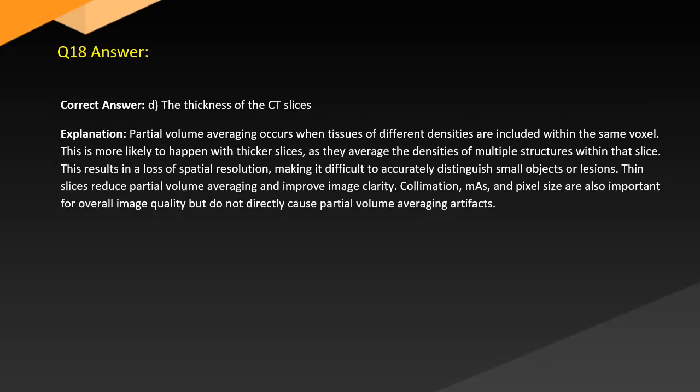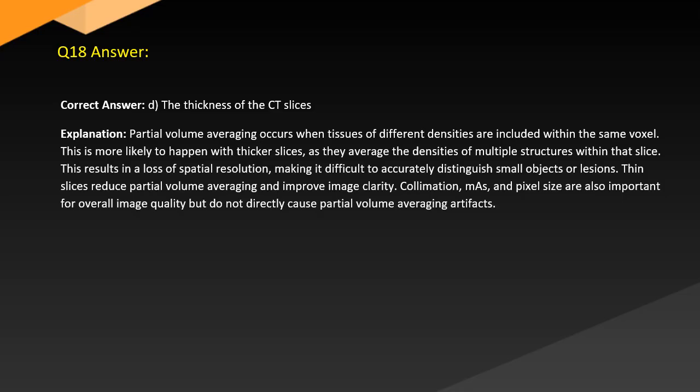Answer. Correct answer: D. The thickness of the CT slices. Explanation. Partial volume averaging occurs when tissues of different densities are included within the same voxel. This is more likely to happen with thicker slices as they average the densities of multiple structures within that slice. This results in a loss of spatial resolution, making it difficult to accurately distinguish small objects or lesions.